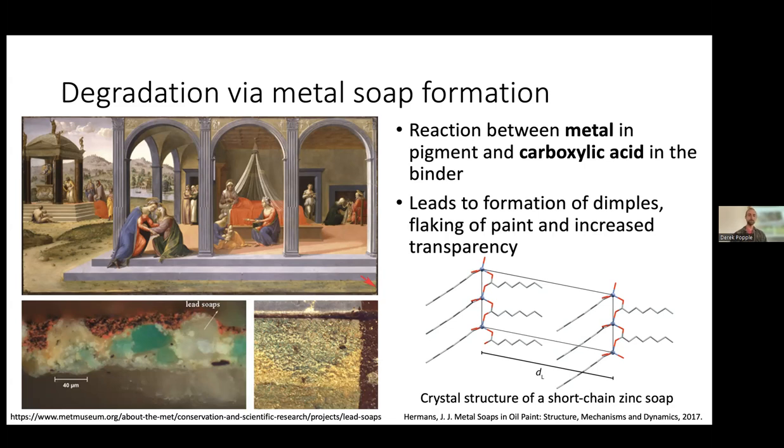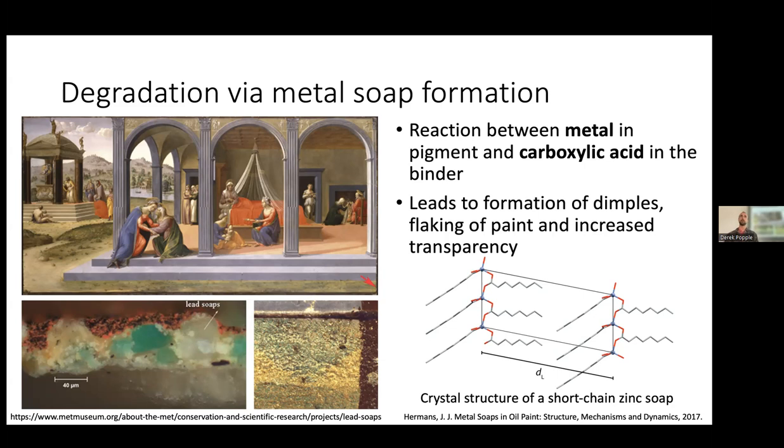If you take a cross section of this degraded area, the scale bar is 40 microns, and you get these crystalline domains of, in this case, a lead soap that can range from 100 to 200 microns. As these grow, they'll start to protrude and disturb the surface of the painting, which is what gives rise to the dimpling. But if it gets too big, it'll cause flaking and delamination of the top surface of the paint. So not only are you getting defects to the surface, but the paint that's giving the quality of the image is starting to fall out.